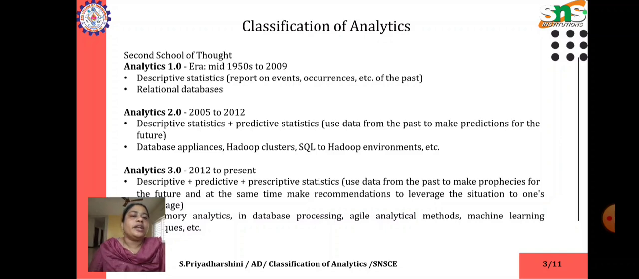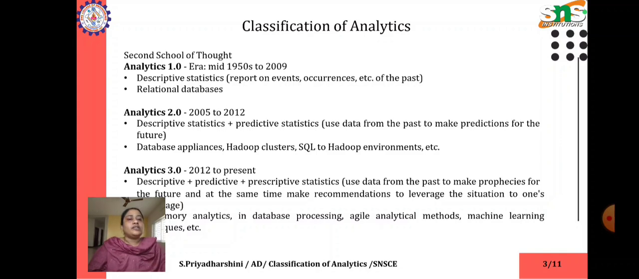So analytics 1.0, as we have seen earlier, started in the era of the mid 1950s to 2009. Analytics 2.0 is from 2005 to 2012. Analytics 3.0 is from 2012 to the present. When we take the statistics used in analytics 1.0, it uses descriptive statistics. It shows reports on events and occurrences with the data of the past, that is, the real-time data it has will be reported.